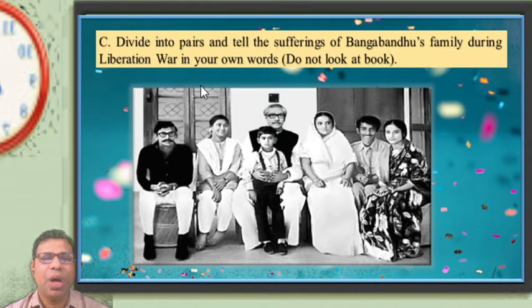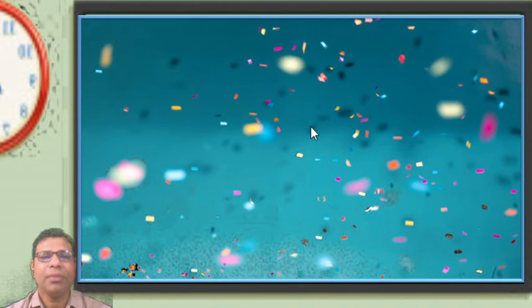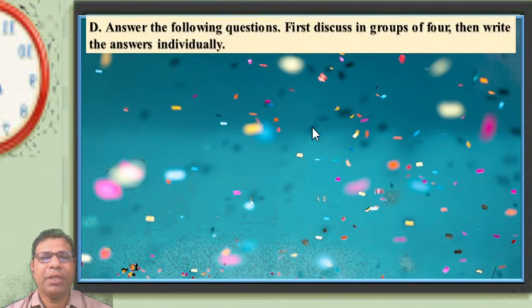And this is your class activity, dear students, write it down in your exercise book. When your school opens, at the time of writing, you need to know all the incidents of Bangabandhu's family that happened during the liberation war. Dear students, now come to another activity. Answer the following questions. First, discuss in groups of 4 and write the answers individually.